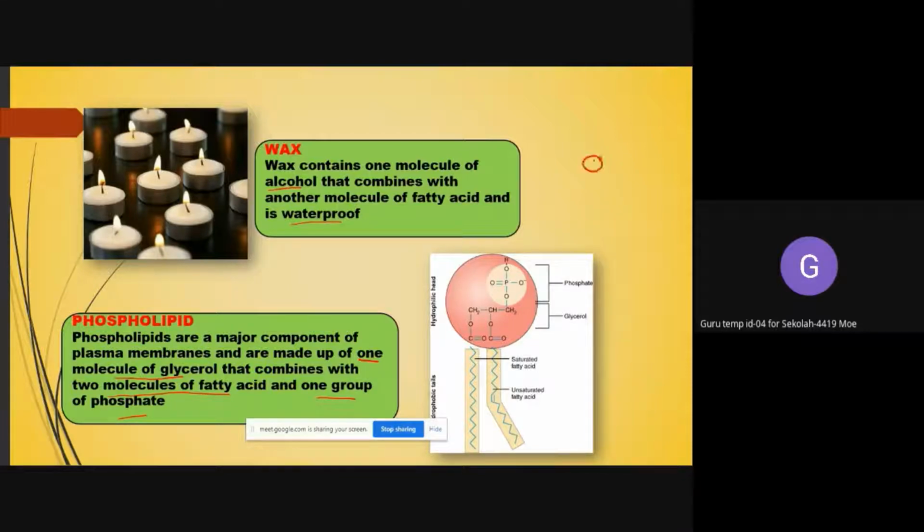Ingat lagi tak yang phospholipid kan macam ni kan? So, dia ada hydrophilic head and hydrophobic tail, kan? So dekat hydrophilic head ni adanya phosphate and glycerol. Dekat tail adanya two molecule of fatty acid.